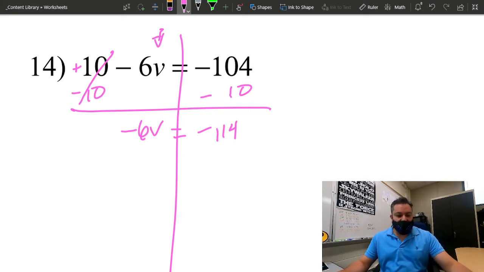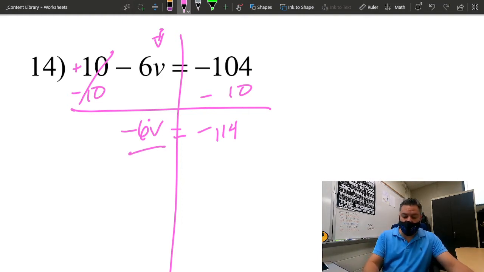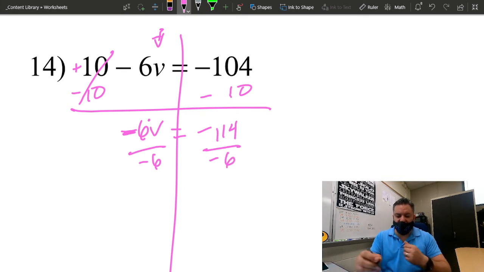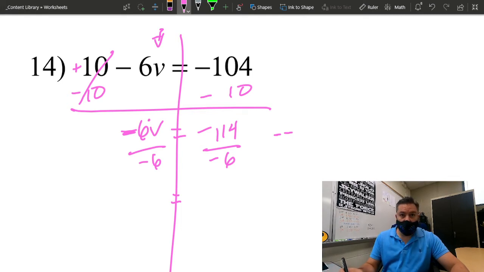Last step. What is my last step? What's happening right here? Yeah, we're multiplying. So the opposite is we're going to divide by what number? Negative 6. Very good. So your answer, is it going to be positive or negative? Negative and negative is a happy or sad? Happy. It's going to be positive, right?